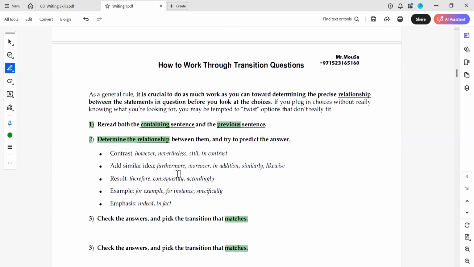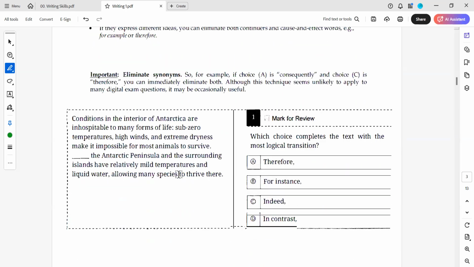Okay, let's see what we have here in our following question. Guys, again, here we have that blank. Check the four answer choices. Testing the transition. We have to determine the relationship between these two ideas. Now we need to read the containing sentence and the previous sentence. Guys, again, the containing and the previous.